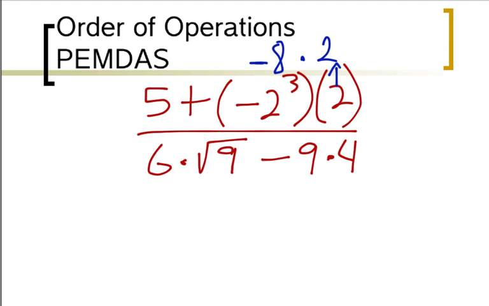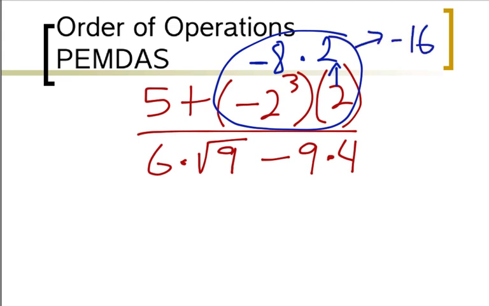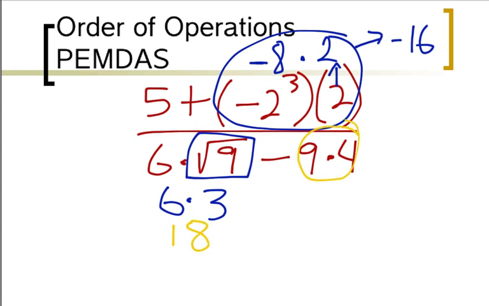So all we do is take our negative 8 and times it by 2, and that should give this whole part right here, should cause it to turn into negative 16. So I'm going to leave that there for now, and then I'm going to take a look at the bottom. On the bottom, I want to take a look at the square root of 9, and that should turn into 3. And then it's being times by 6, so I want to go ahead and multiply the 6 and the 3 to get 18. And then I'm going to take a look at the 9 times the 4, so there's a minus sign there, and 9 times the 4 should give me the 36.